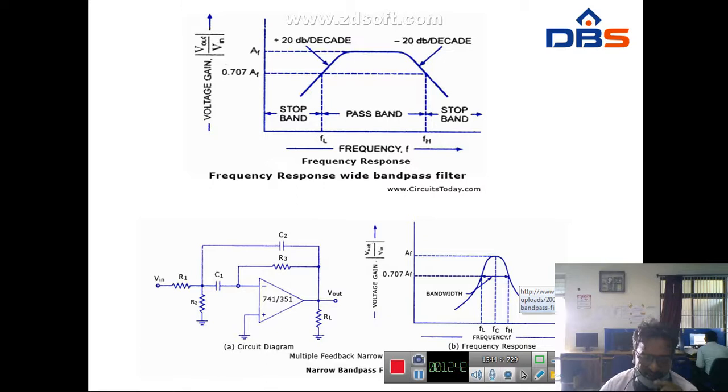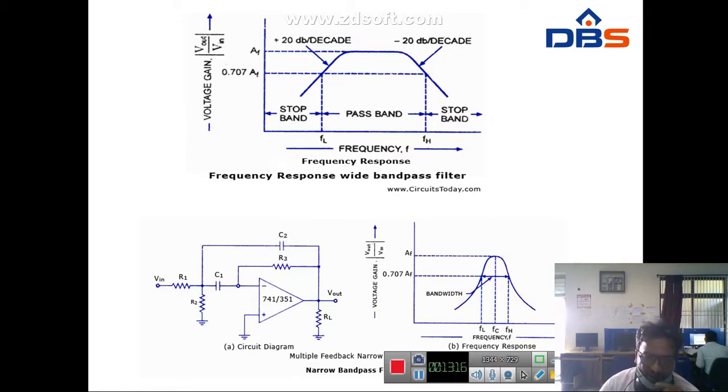So in the case of this wide band pass filter, the magnitude of the gain V0 by V in will depend on AFT into F by FL divided by root 1 plus F by FL whole square. Here AFT is the total pass band gain, F is the frequency of the input signal, FL is the lower cutoff frequency and FH is the higher cutoff frequency.